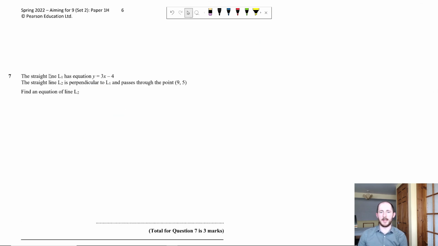For this question we have a straight line L1 has an equation of y = 3x minus 4, and there is a perpendicular line that passes through the point (9, 5). Find an equation of the line. So if you want, I'm going to just quickly draw this out. So this is L1, and we have L2 that crosses at 90 degrees.